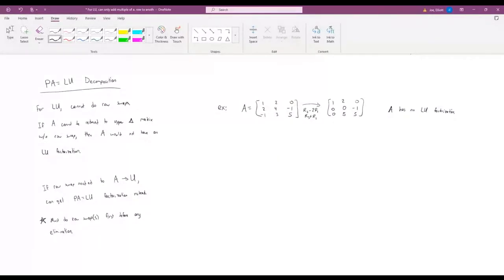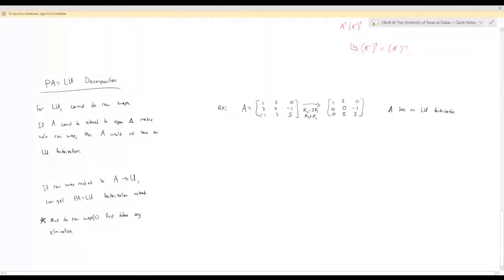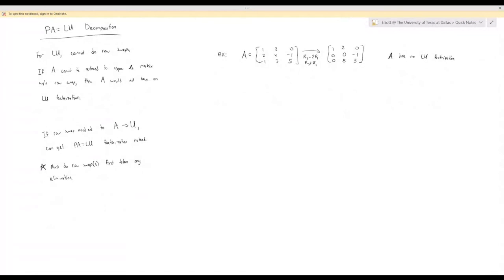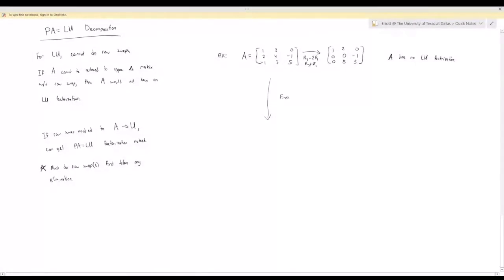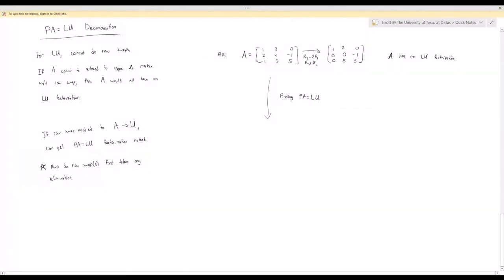So let's talk about how that works. I'm just going to go off this example that we have. Okay. So right now we need to swap rows because we got a 0 in this pivot position. So what we can do here is swap row 2 with row 3 to start with.